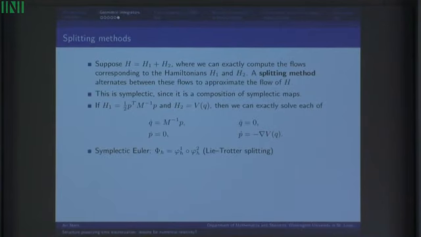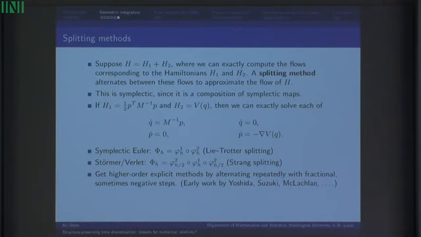And the symplectic Euler method is something called the Lie-Trotter splitting for this, which is basically I do a step of the second system and then a step of the first system. Störmer-Verlet corresponds to something called the Strang splitting, which is I do half a step of this one, then a full step of this one, then half a step of this one again. And you can actually get higher order explicit methods by alternating repeatedly back and forth. If I just alternate back and forth with half time steps, I just get multiple steps of Störmer-Verlet.